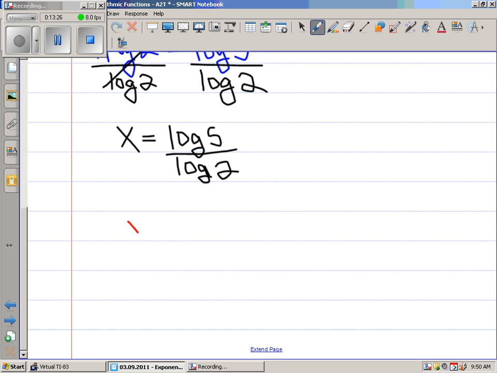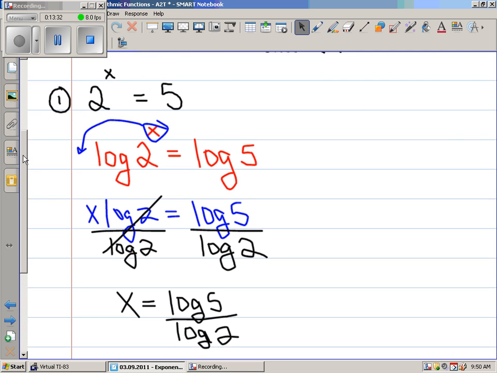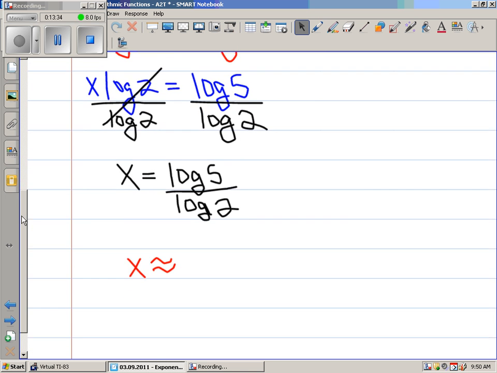So we get x is approximately equal. Now, what did I ask you to round it to? Yeah, the question is which spot is that? The spot after the decimal is the what spot? 2.32.